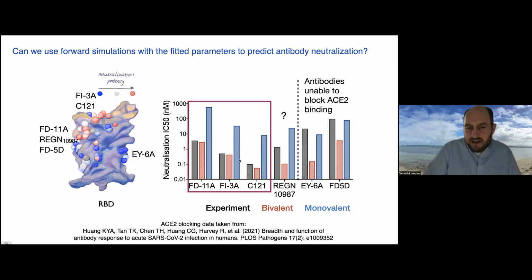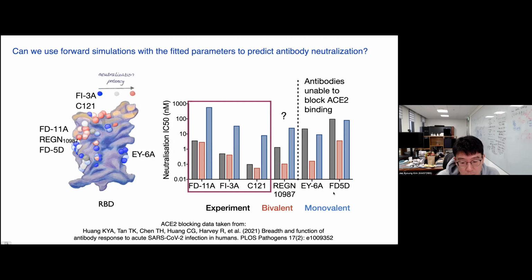And the monovalent classical model doesn't agree well at all. This one, none of the models agree. We don't know what's going on there. And these two, our model agrees a lot less well. It predicts that the antibody is much more effective at neutralizing than it is, because bigger bars is worse neutralization, smaller bars is better neutralization.